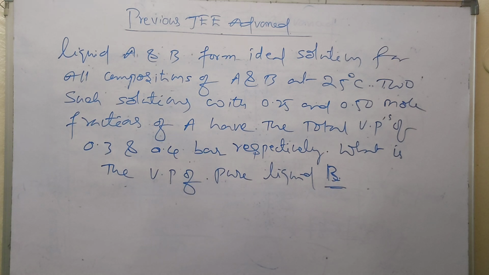I am repeating one more time. The liquids A and B form ideal solution for all compositions of A and B at 25 degrees centigrade. Two such solutions with 0.25 and 0.50 mole fractions of A, okay, have the total vapor pressure 0.3 and 0.4 bars respectively. What is the vapor pressure of pure liquid B? Like that. Just note down.